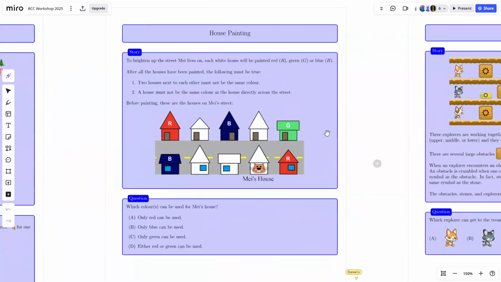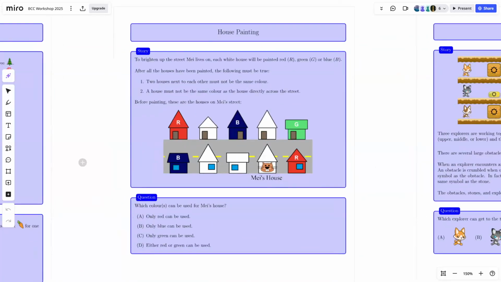This question is my favorite one out of my section because it's one that needs more elementary combinatorics and also slightly more advanced math knowledge. So get ready for this problem. To brighten up the street Main lives on, each white house will be painted red, green, or blue. Okay. Well, what about the ones already painted? Oh, they didn't say anything, so we don't change it. So we need to change the ones that are not painted right now, which is all of the white ones.